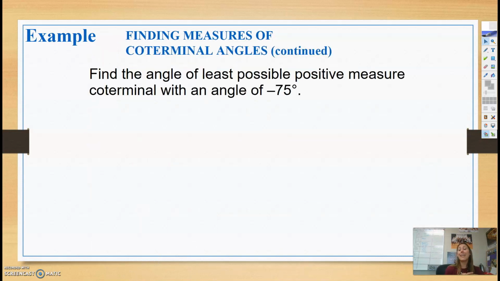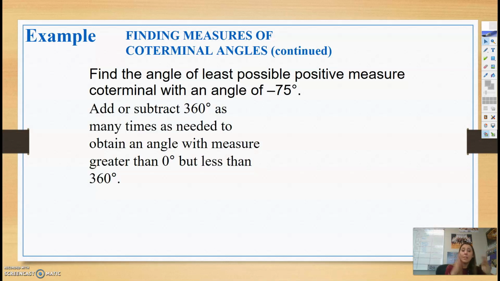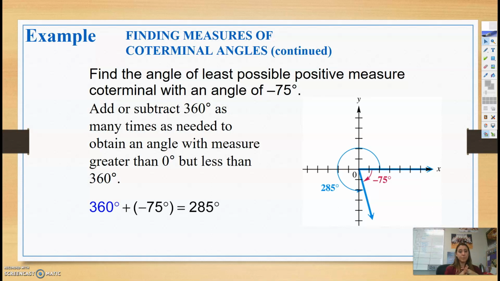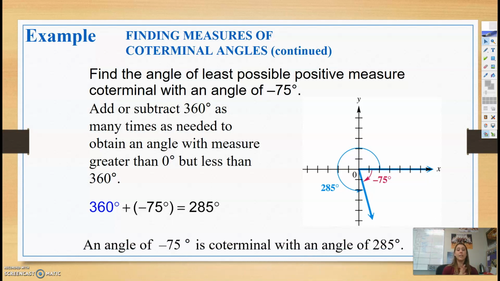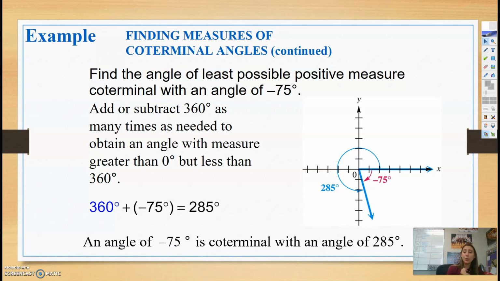Then we're going to do it again, but with a negative number. Again, I would write this down. These steps are the same. It's going negative, but we're going to go positive, and we can just add 360 to the negative, and we get less than 360, so we get 285. So 285 degrees is coterminal with negative 75, meaning that they would land on the same spot in that graph right there. So go ahead and get this in your notes. Hit pause if you need to.